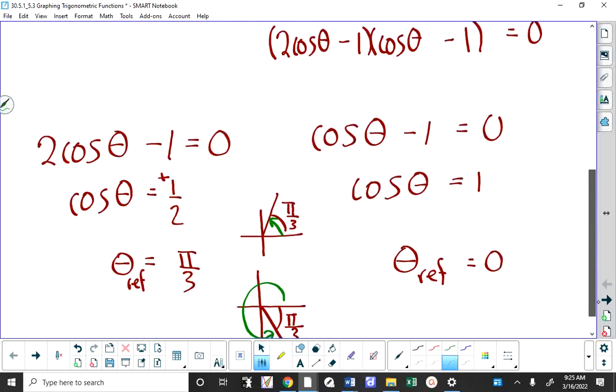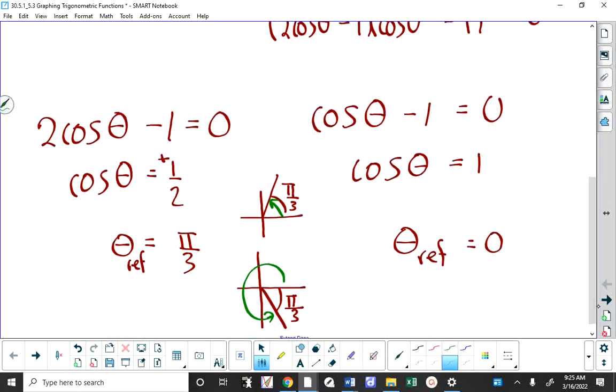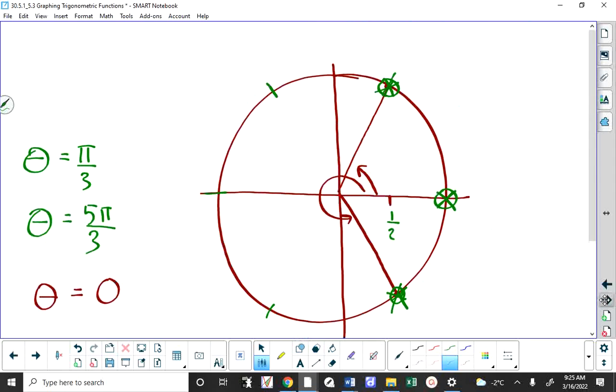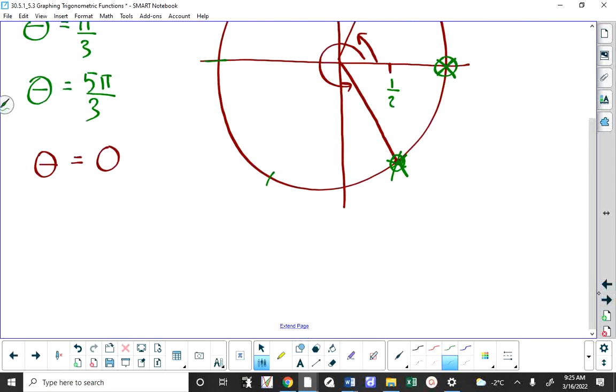Then you could do the same thing here. Cosine was positive. So in which two quadrants is cosine positive, 1 or 4? This is a little weird, though, because if the rotation angle terminates in quadrant 1 and the reference angle is 0, it's not actually in quadrant 1. It's along the x-axis, which is why the other solution is theta equals 0.